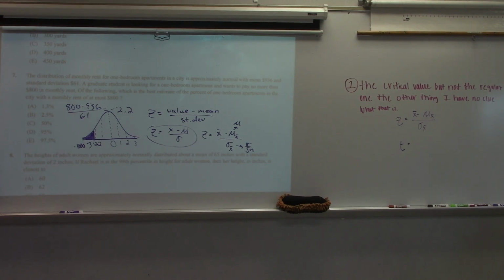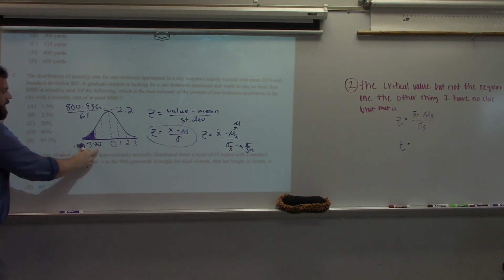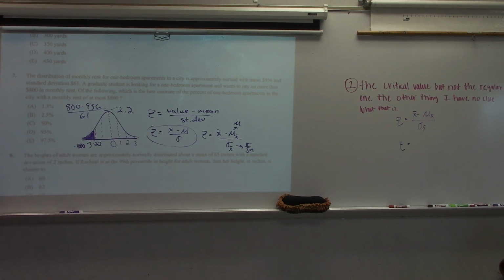Do we ever use PDF? No. That's a probability density function. It's just the height there, I believe. We want a normal CDF. We want the area under that curve. And so what was the area under that curve? So 1.3%?